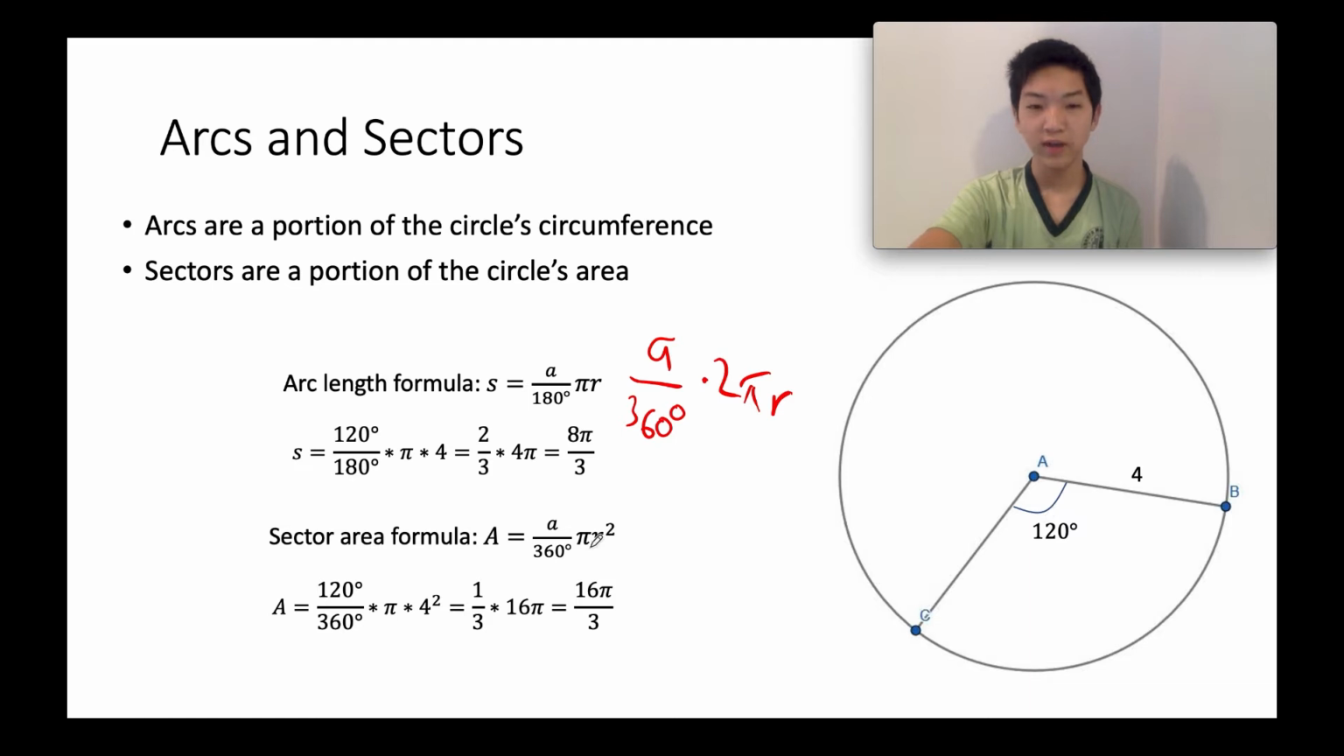Next we have the sector area formula, and similarly, it's just the central angle divided by 360 degrees times pi times r squared. You can see here that the central angle is 120 degrees, which means that's 1/3 of the circle, and plugging into our formula confirms this. The radius is 4, so it's 1/3 times the area of the circle, which is 16 pi over 3.